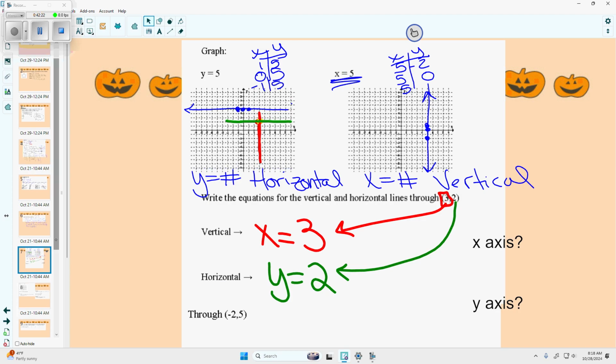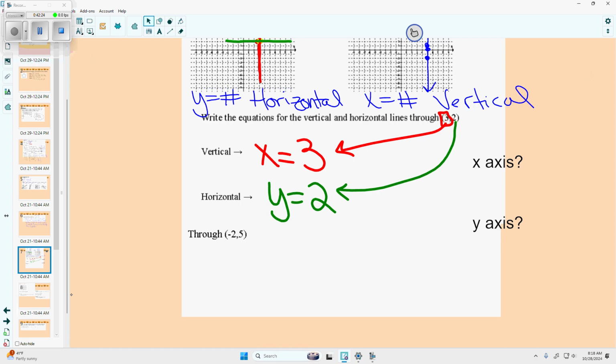All right. I will tell you that when we do this on the quiz, I have it designated to write down vertical and horizontal, so you have to know which is which. You can't just remember, I know that one's x equals and one's y equals. You have to know which one's vertical and which one's horizontal.